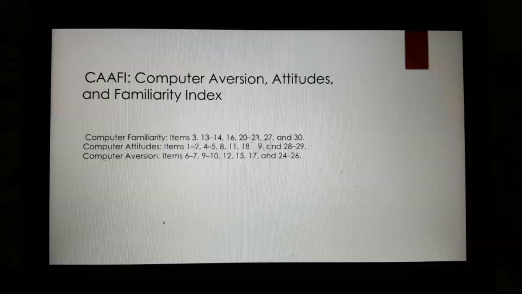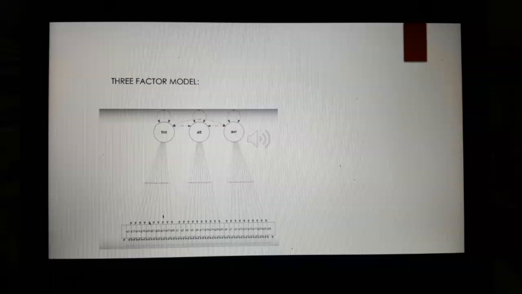Okay, so the rules we need to follow for constructing a CFA model apply to the CAAFI, that is usually the Computer Aversion, Attitudes and Familiarity Index. What you have to do is take the computer familiarity items, which would be 3 to 14, 16, 20, 23, 27, because I have taken a particular data set into observation, and then the following are the computer attitudes items and computer aversion items. Usually based on this theory and the manifest variables, we have created a one-factor model and a 3-factor model using the lavaan package in R.